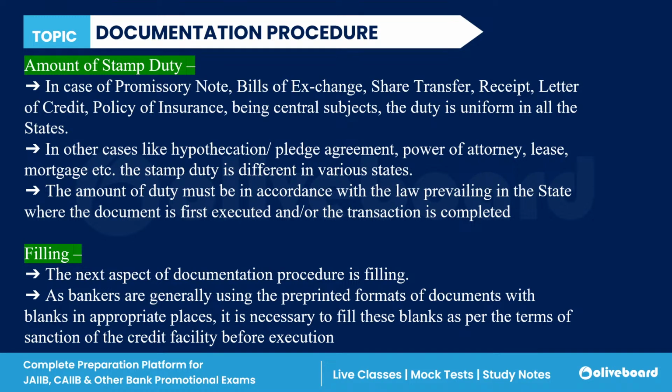So it depends upon whether the subject is a central government subject or a state government subject. For example, there are promissory note, bill of exchange, share transfer, receipt, letter of credit, policy of insurance. These are central subjects, so they attract a uniform amount of stamp duty in all the states. You are stamping it in any state, you will attract the same duty because this is the central subject, right?